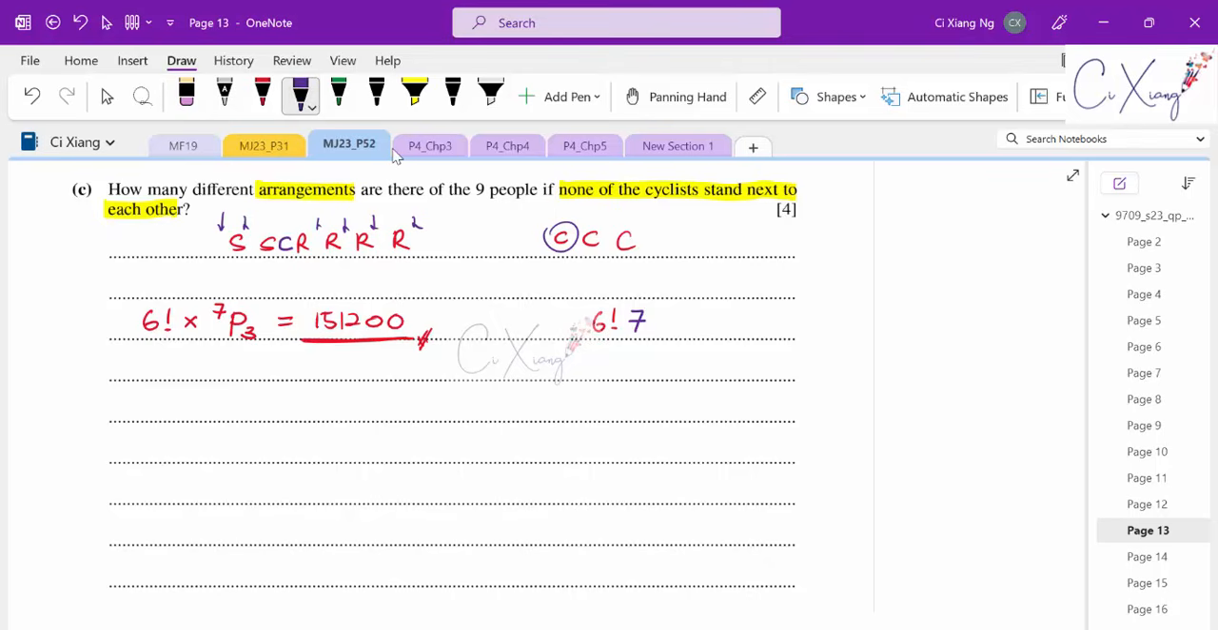Then now I want to place the second cyclist. For the second cyclist, you can see that only 6 locations or positions remain available, so you multiply by 6. Let's say I put the second cyclist here, so this place is no longer available. For the last cyclist, you can have 1, 2, 3, 4, 5, so five possible places to place the third cyclist. So multiply by 5, and you realize that the answer you get is actually the same, which is 151200.